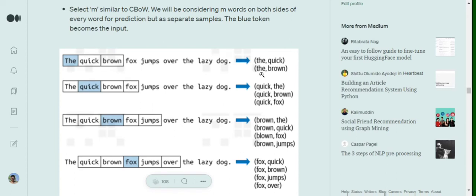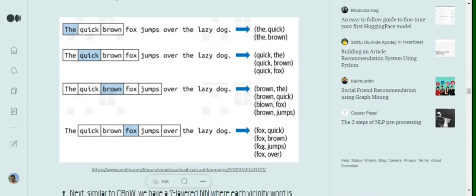In case of CBoW, we were taking all these neighbors together, but here we will be taking them one by one. Similarly, looking at the third example, the quick brown fox jumps, where brown is the target variable, we have picked up two neighbors from the left hand side and two neighbors from the right hand side, and each of these words becomes an input, and the target becomes our center word, that is brown: the, brown; quick, brown; fox, brown; and jumps, brown.